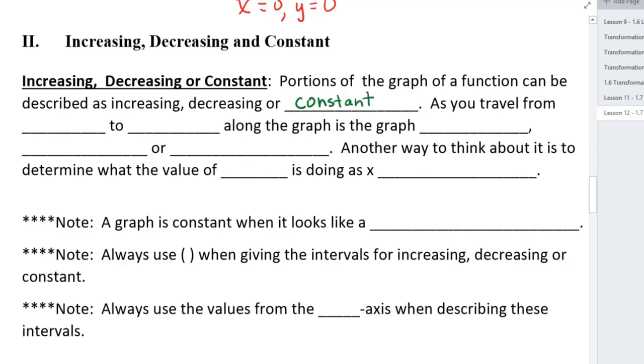As you travel from left to right along the graph, is the graph going up, going down, or is it remaining level? So visually, that's kind of the way you would describe increasing, decreasing, and constant. Another way to think about it is to determine what the value of y is doing as x gets bigger.